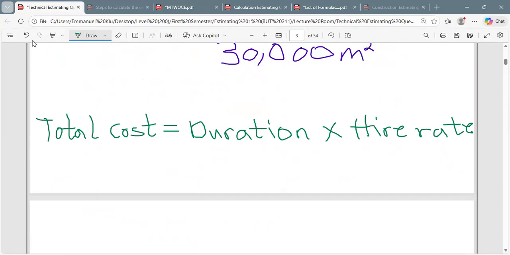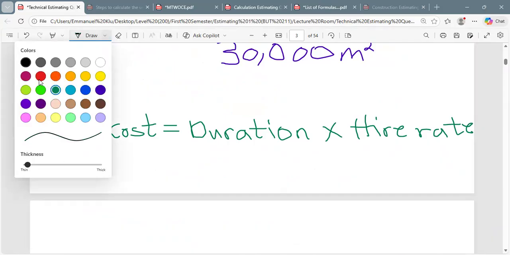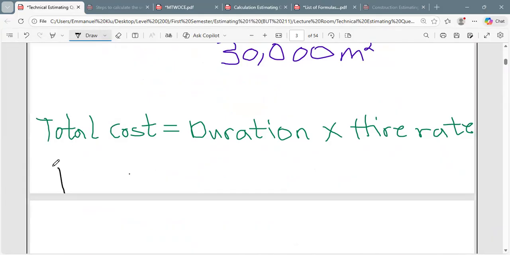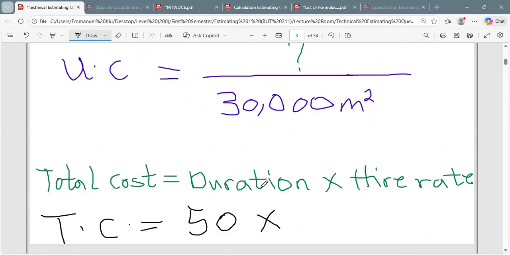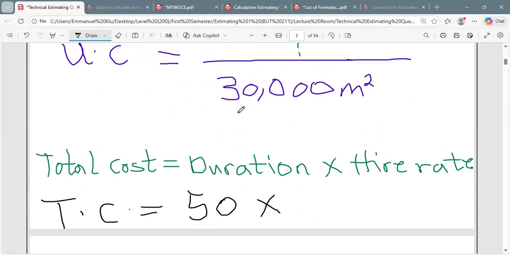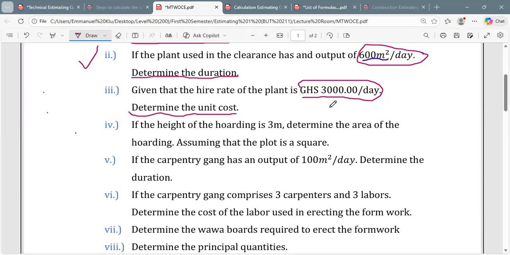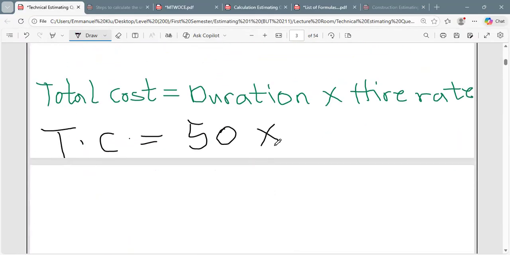So we can now say that our total cost, TC, total cost is equal to, what did we get for the duration? 50. 50 days times what? The hire rate. And the hire rate given was 3,000. Okay, so it was 3,000. So let's go. So 50 times 3,000. And what are we going to get?